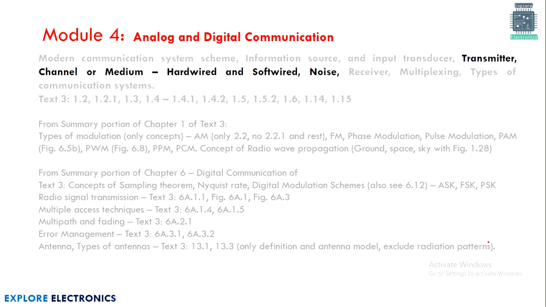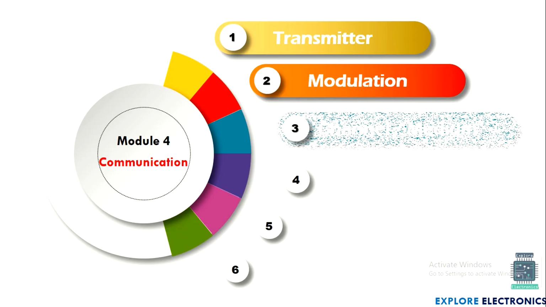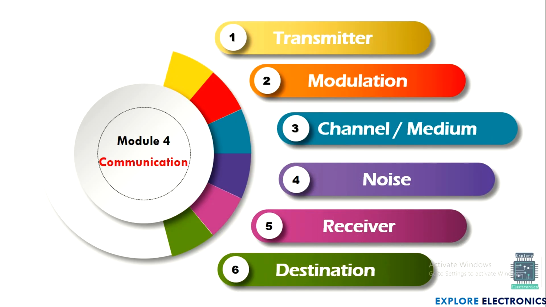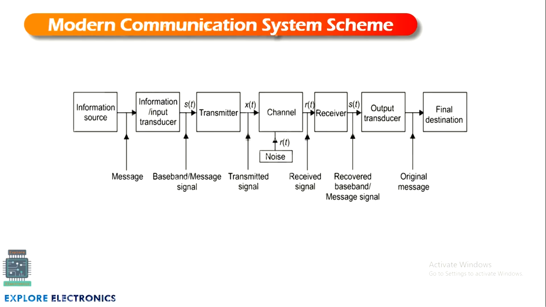In this video, let us see the next concepts of the analog and digital communication chapter, that is transmitter, modulation, channel or medium, noise, receiver and destination.